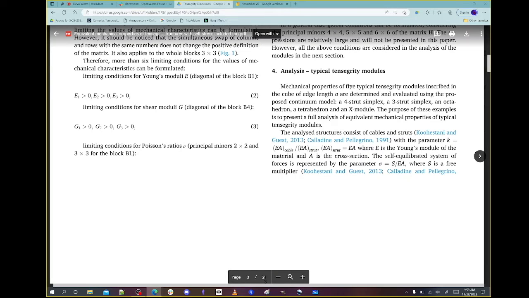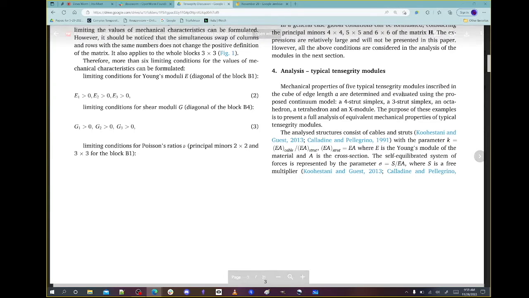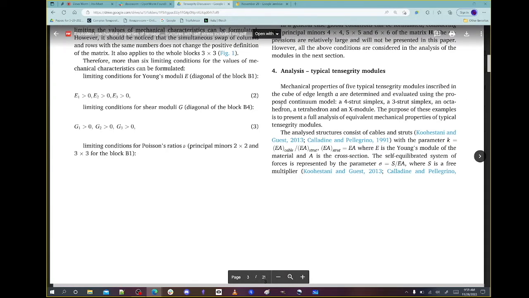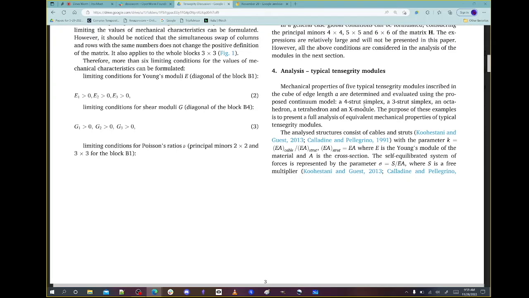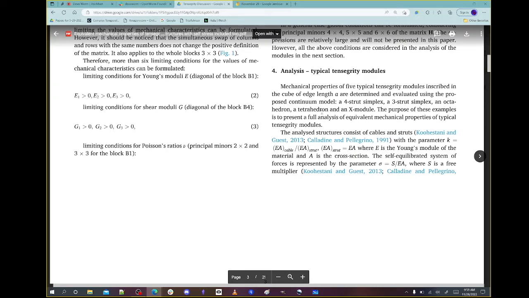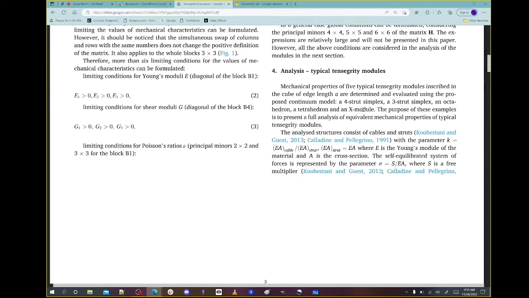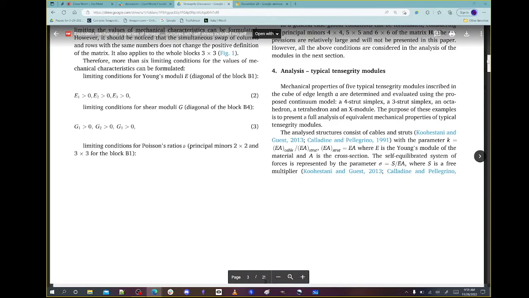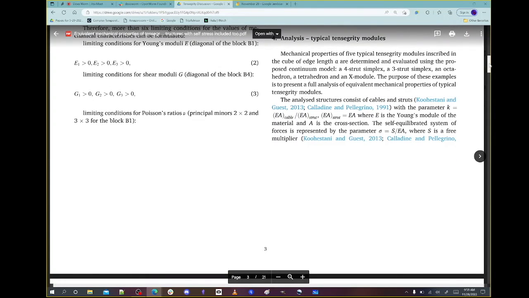The mechanical properties of 5 typical tensegrity modules inscribed in the cube of edge length A are determined and evaluated using the proposed continuum model. So they have things like 4-strut simplexes, 3-strut simplexes, an octahedron, a tetrahedron, and an X module. They use a series of different structures to do this, and then they analyze structures consisting of cables and struts. These are not biological structures, they're just generic structures that form this network.